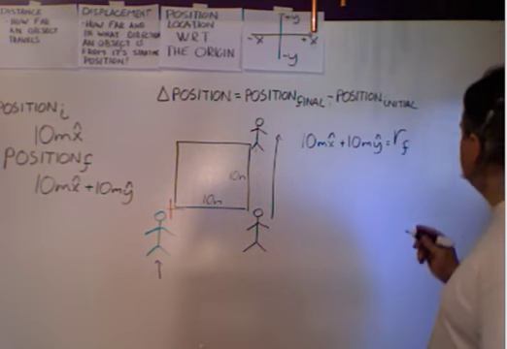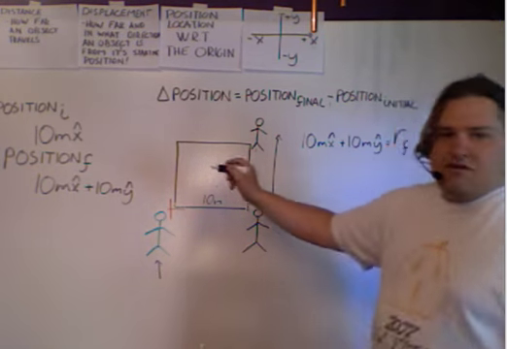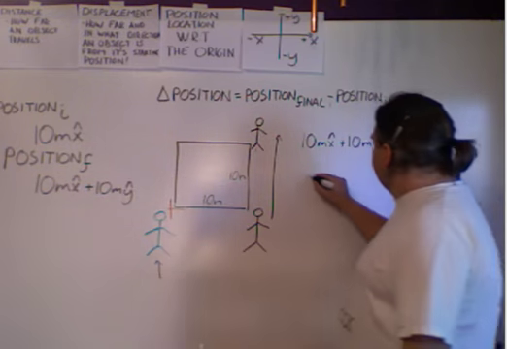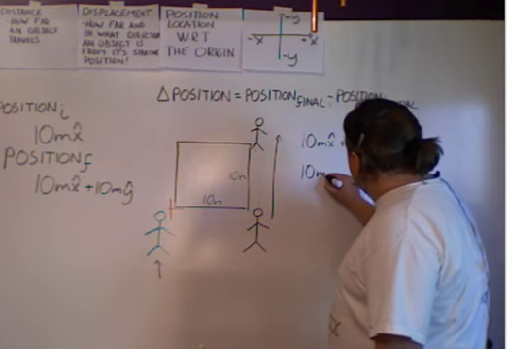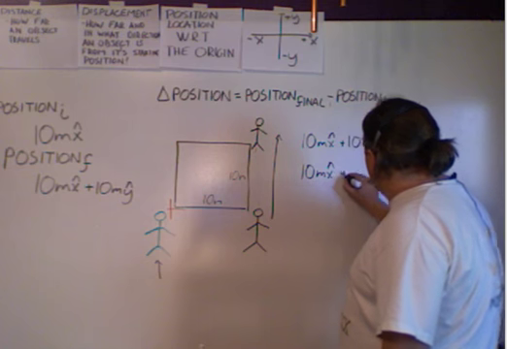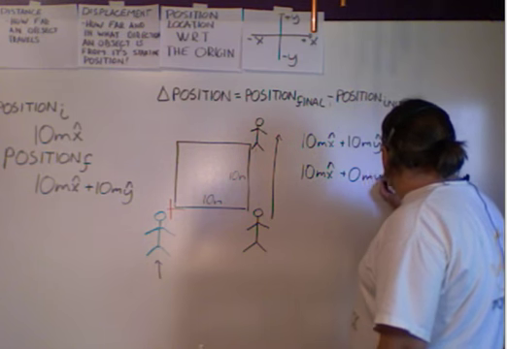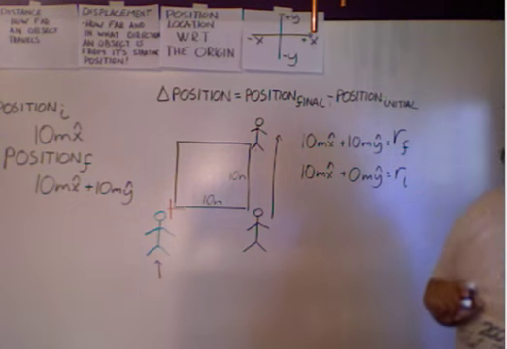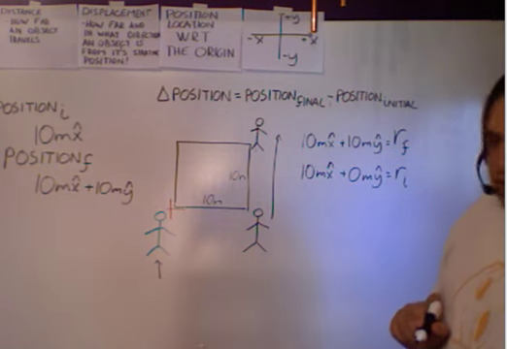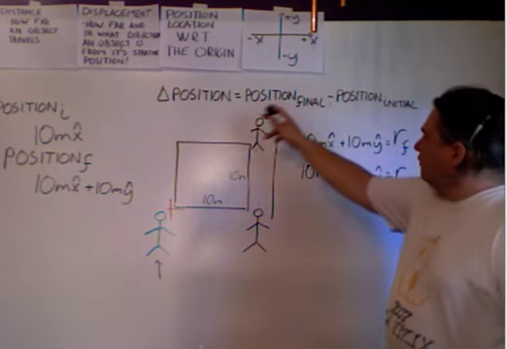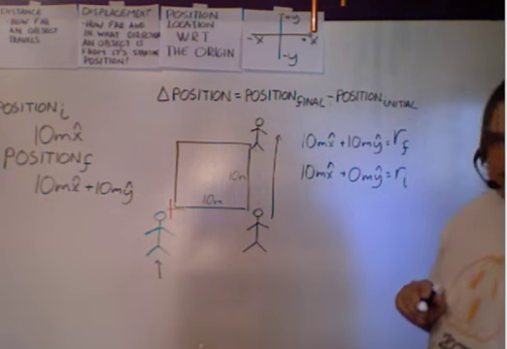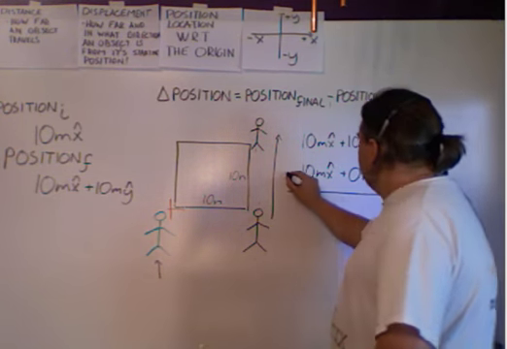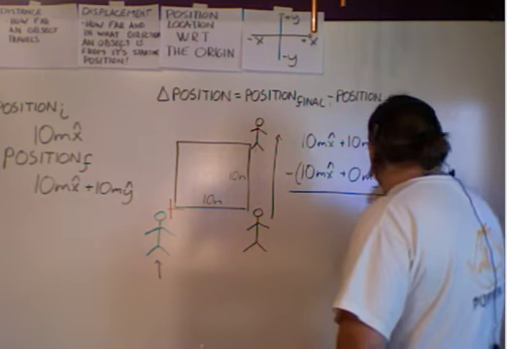Now, what's his initial position? Well, that's expressed over here, 10 meters in the x-hat direction. So here's his initial: 10 meters x-hat plus 0 meters y-hat equals R initial. Okay? Cool? So I know my change in position is position final minus position initial. So if I were to look at this as a problem, I can just view it like that.